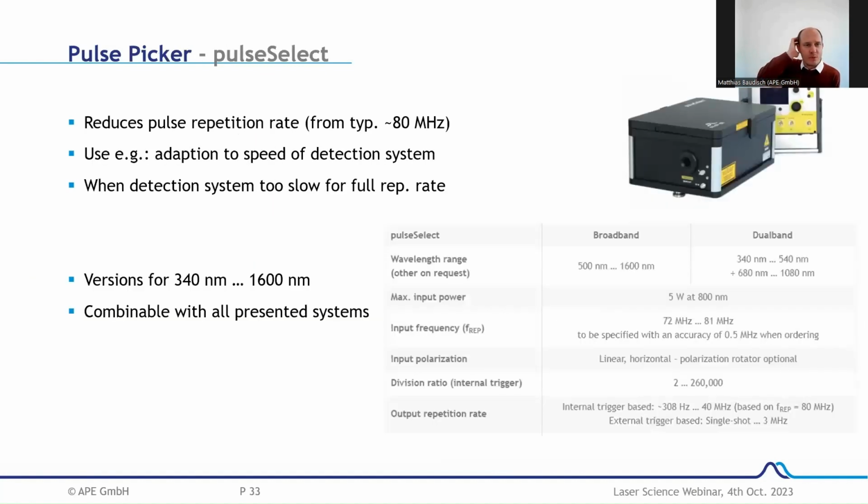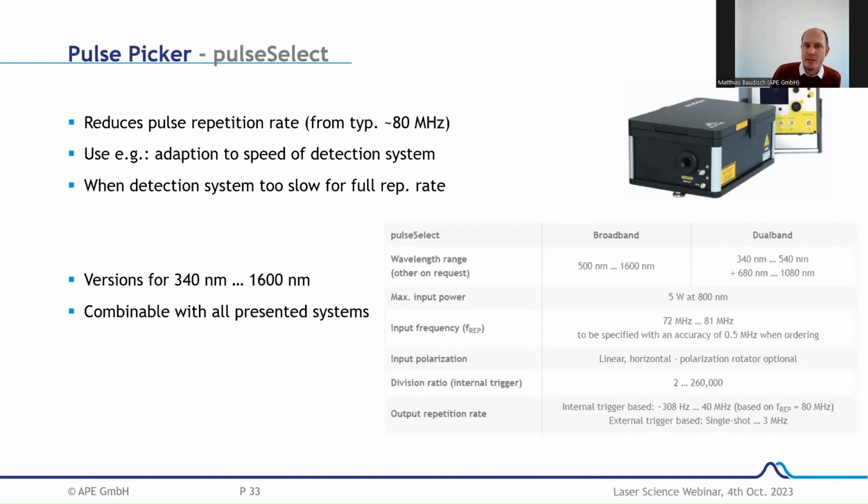Maybe the last device I want to highlight is the pulse picker. In our case, we call the device pulseCheck. And the idea is that you have your ultrafast laser source with a certain repetition rate. Normally, Ti:sapphire lasers run at 80 megahertz or 78 megahertz. And now you may have the problem that you want to run an experiment where the detection system is too slow, or the dynamics that you want to see are too slow. The problem is that you excite with 80 megahertz, so you can't distinguish each event individually.